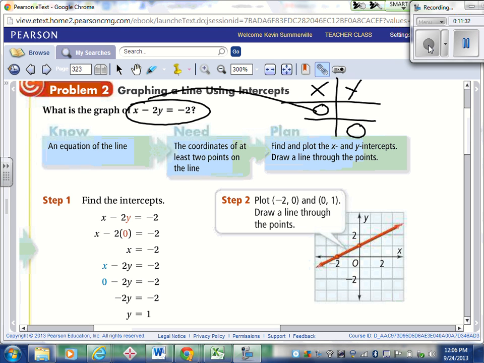Plug 0 in for the x, and then I have 0 minus 2y equals -2. And I'm left with -2y equals -2. I have a number next to a letter, so I divide both sides by -2. These cancel, and I get y equals 1. So I put my 1 underneath my XY chart.